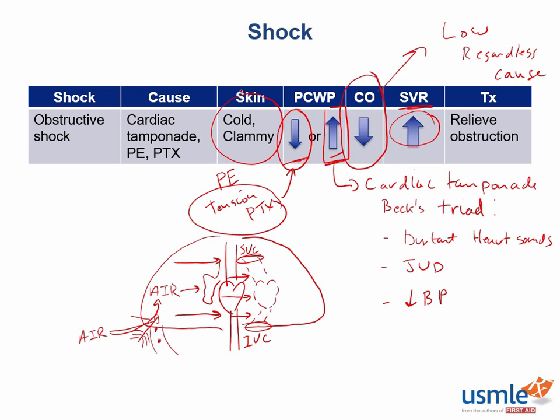Now for treatment here, the primary goal is to relieve the obstruction. If the cause is a tension pneumothorax, you're going to do needle decompression followed by a chest tube. And if it's a large PE, you may give TPA or place them on anticoagulation. And if it's cardiac tamponade, you're going to give IV fluids and they may need a pericardiocentesis.